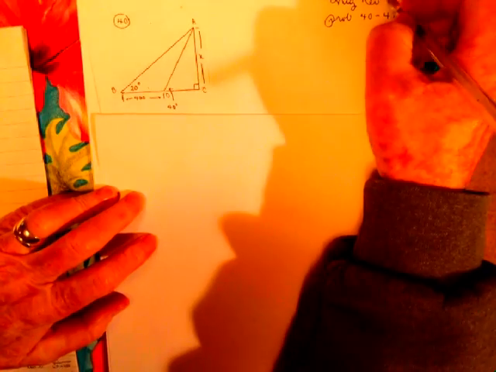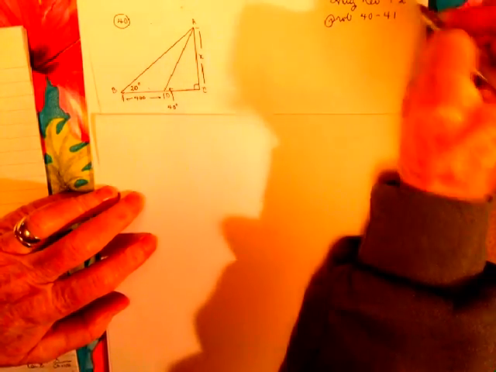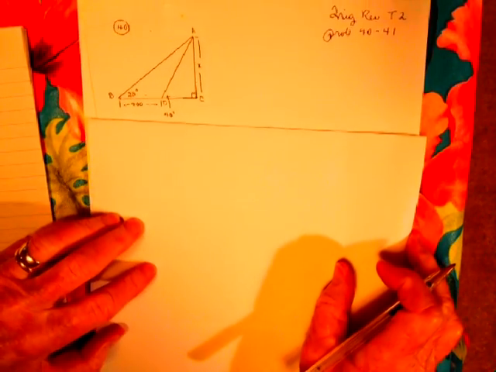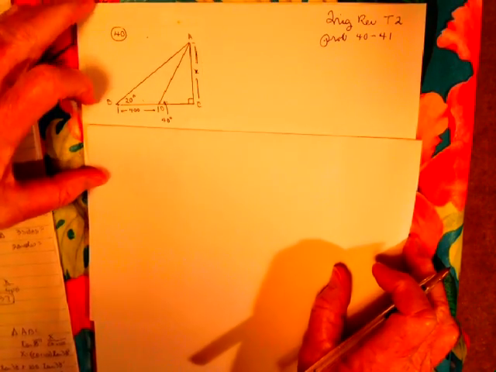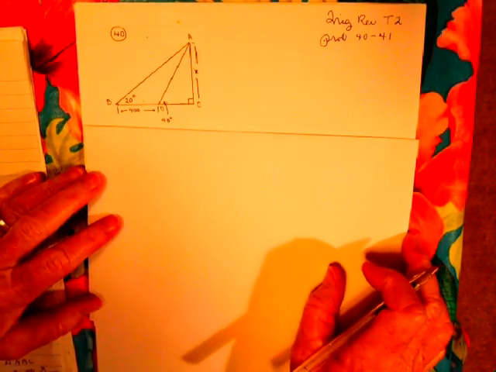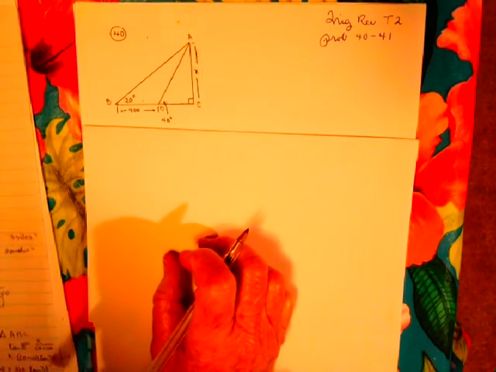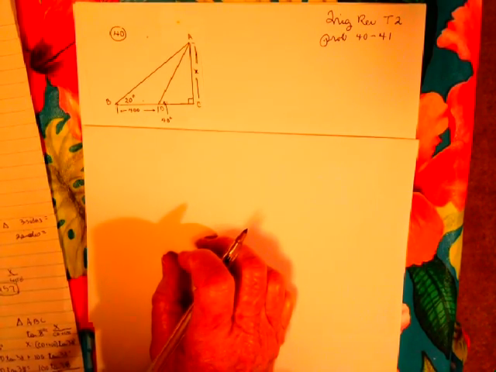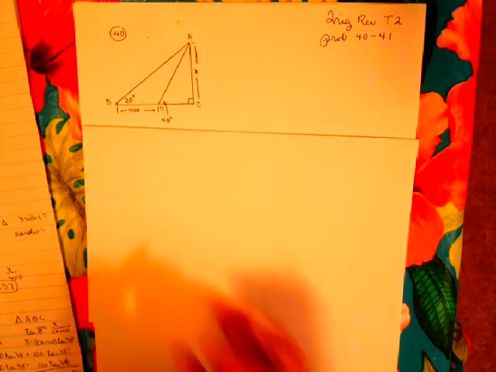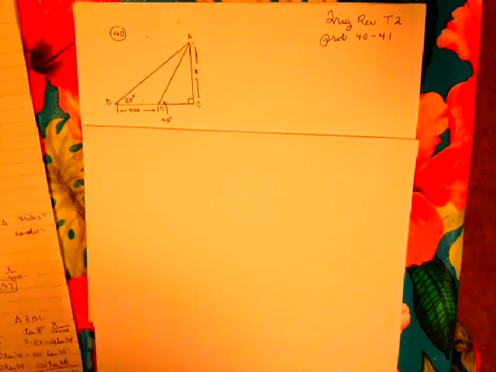Trig review for test 2, problems 40 and 41. Problem 40. We have this diagram drawn. They're wanting us to find the length of side AC.